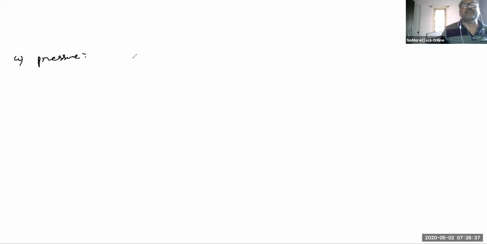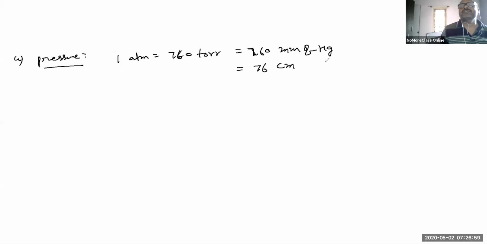Generally, it is measured in atmospheric units. 1 atmosphere is equal to 760 torr, or 760 mm of Hg, millimeter of Hg, or that is 76 centimeter of Hg, or that is equal to 1.013 into 10 power 5 Pascal, Pa.